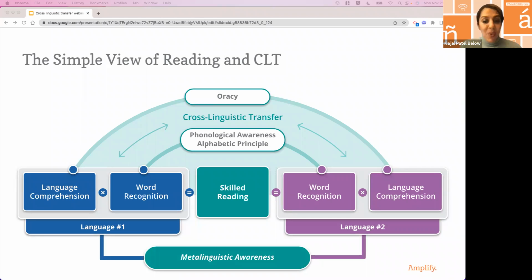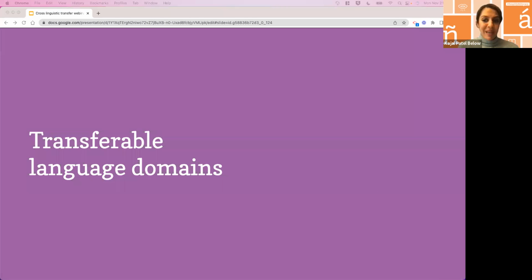And so I am now going to turn it over to my talented and knowledgeable colleague, Lauren Birner, to talk through the transferable language domains. Perfect. Thank you so much, Kajal.